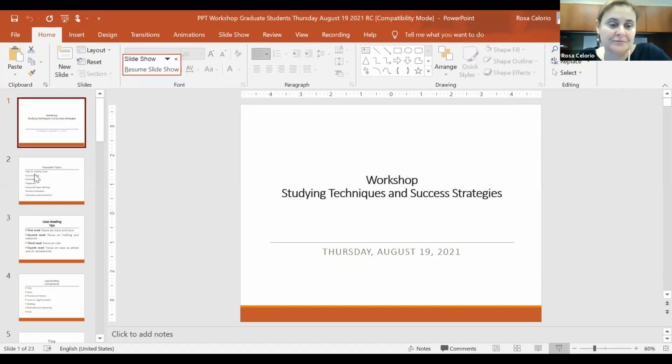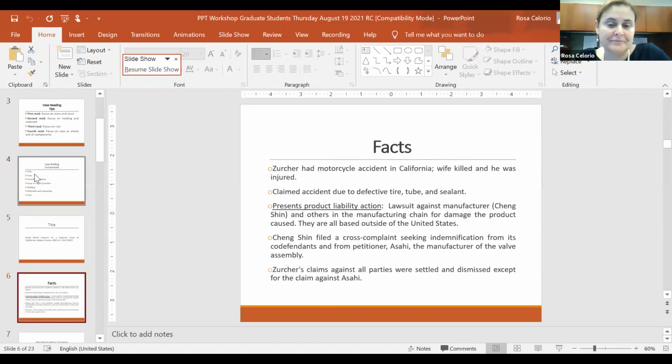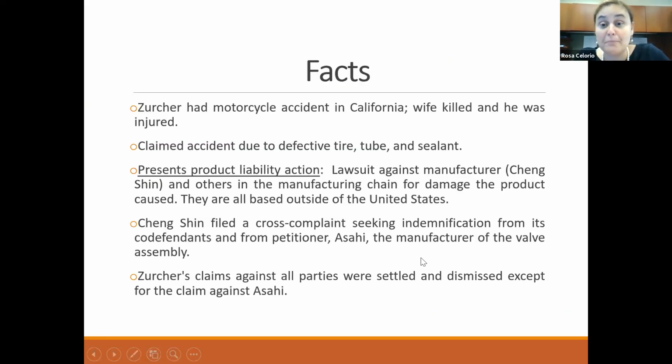I'm going to show you. We have Zucker here who had a motorcycle accident, as Tambi indicated. His wife was killed and he was injured. He claimed before the court that he had an accident due to a defective tire, tube, and sealant. And as Tambi indicated, he presented a product liability action, which basically means a lawsuit against the manufacturer and others in the manufacturing chain.